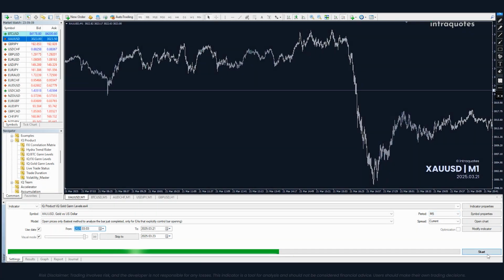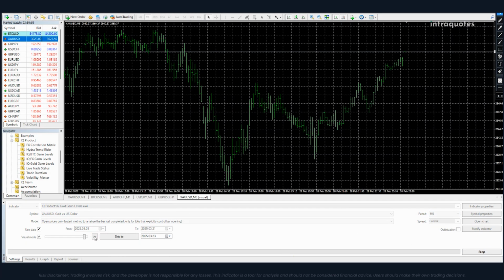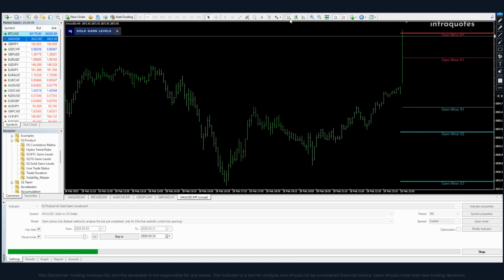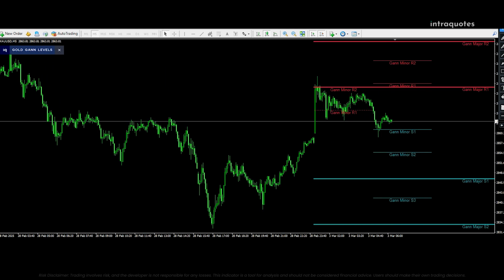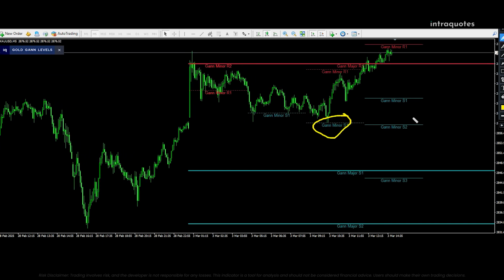Once you start the backtest, always give it some time to load the data for backtesting. Loading speed depends on the internet connection. Okay, let me remove the grid and change the chart to Candlestick. Starting again. Look how sharply the market has reacted on the Gann minor S1 level.